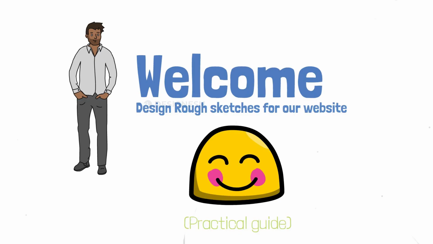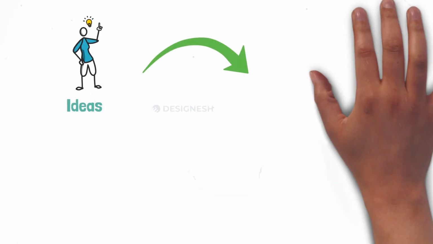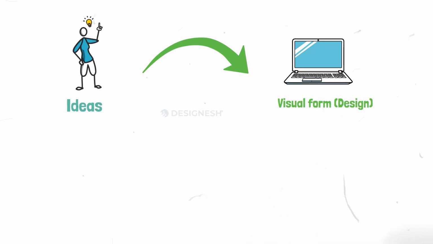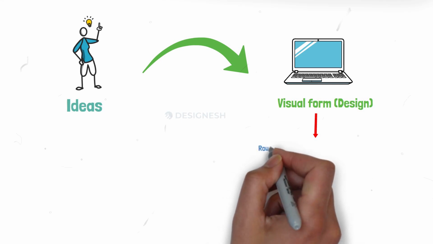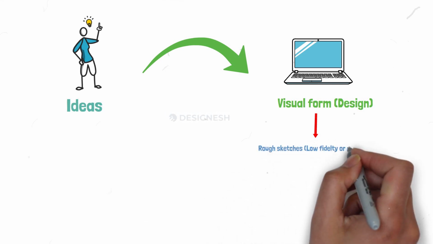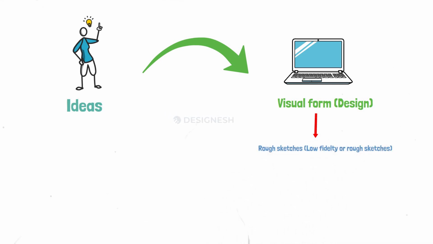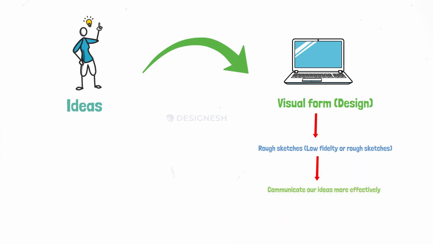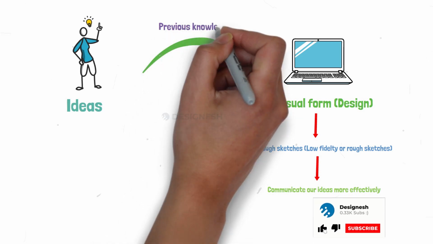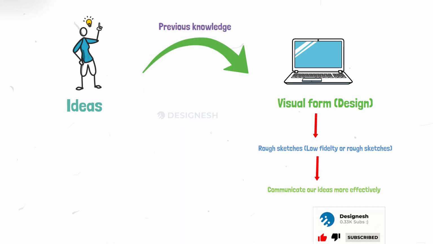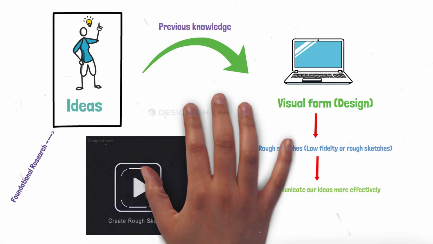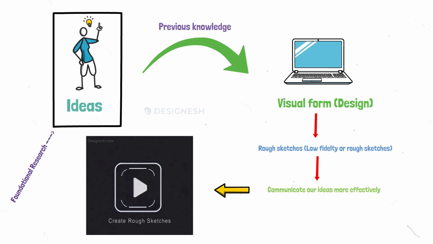As we continue our journey in designing our unique photo sharing website, it's time to put our ideas into a visual form. We are going to create some rough sketches to help us better understand the user interface and the overall user experience. These are low fidelity, extremely rough sketches, and their purpose is not to look pretty but to help us communicate our ideas more effectively. We are going to use the knowledge we gained from our foundational research, which we discussed in our previous video, to guide our sketching process. This research has given us valuable insight into what our user needs and expects from our website.